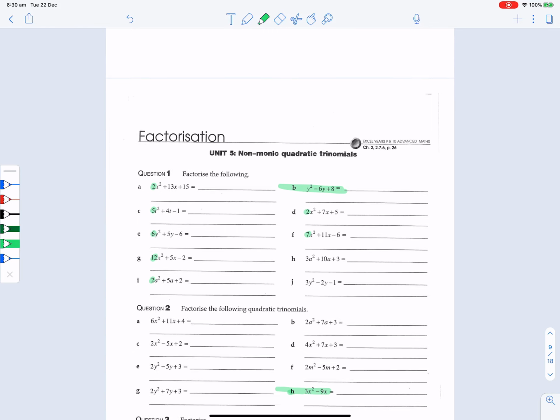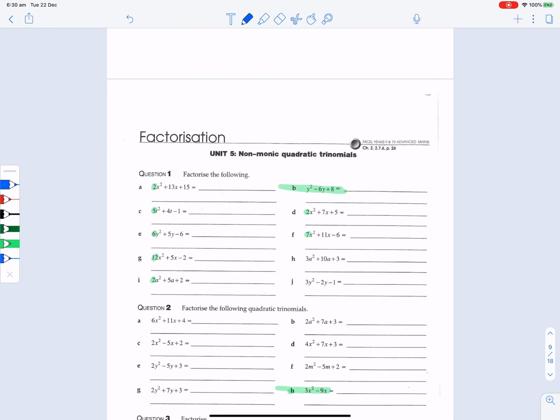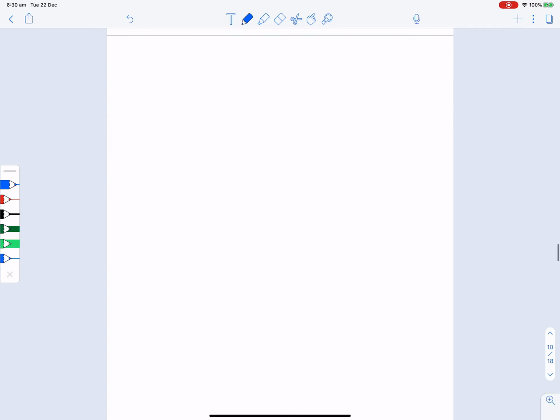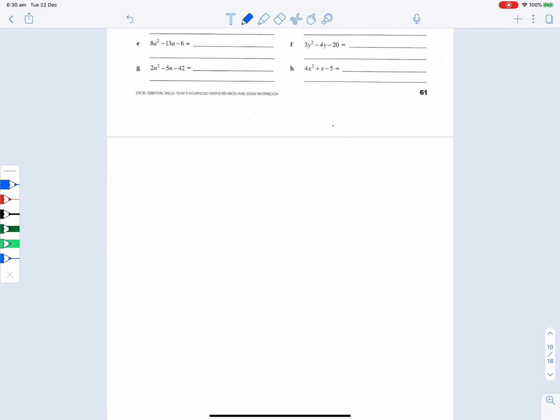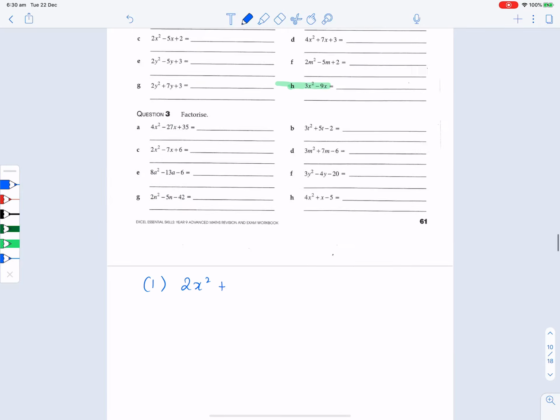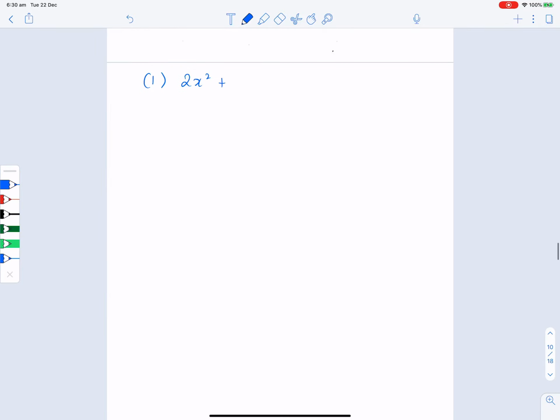trinomials. All right, so what I might do, because they need a fair bit of working and there's not much space here, I will take question 1a, which is 2x squared plus 13x plus 15, and just write it here. There's your question. There's a few ways to do this, but we're going to use a method called the PSF method. So what you do is write down P, then S, F, that's why it's called the PSF method.